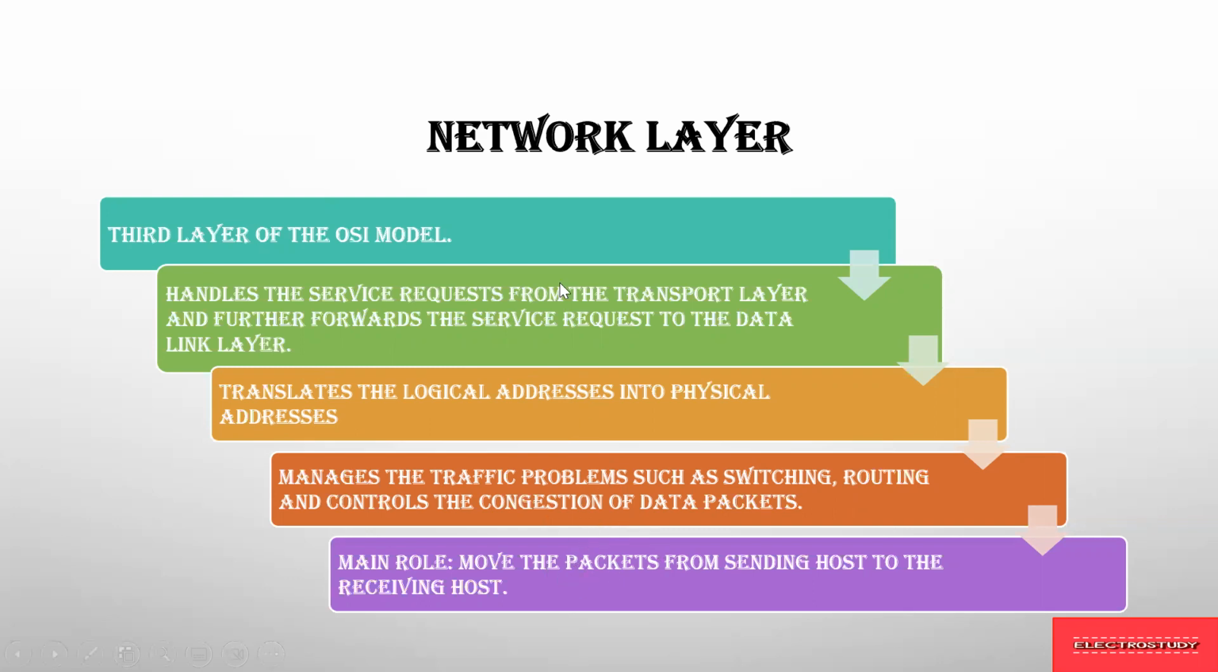There is a main role performed by the network layer, that is the movement of packets from the sender to the receiver. It ensures that all the packets forwarded from the sender reach the destination at a particular interval of time, and the receiver returns a positive acknowledgement to the sender. So these are the important features of the network layer.